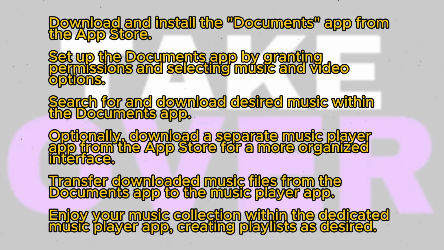Now, if you prefer a more organized music player interface, you can opt to download a separate music player app from the App Store. Look for one that suits your preferences in terms of design and functionality. After downloading the Music Player app, you'll need to transfer the music files from the Documents app to your chosen music player. This involves navigating back to the Documents app, locating the downloaded music files, and then exporting them to the Music Player app. Once the transfer is complete, you can enjoy your music within the dedicated Music Player app. Feel free to create playlists and customize your listening experience to your heart's content.